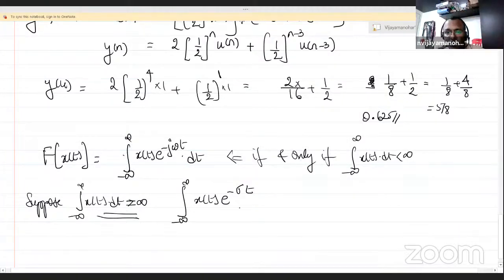So the overall answer will be less than infinity, because e to the power minus sigma t will enforce the convergence. e to the power minus sigma t is going to look like this.